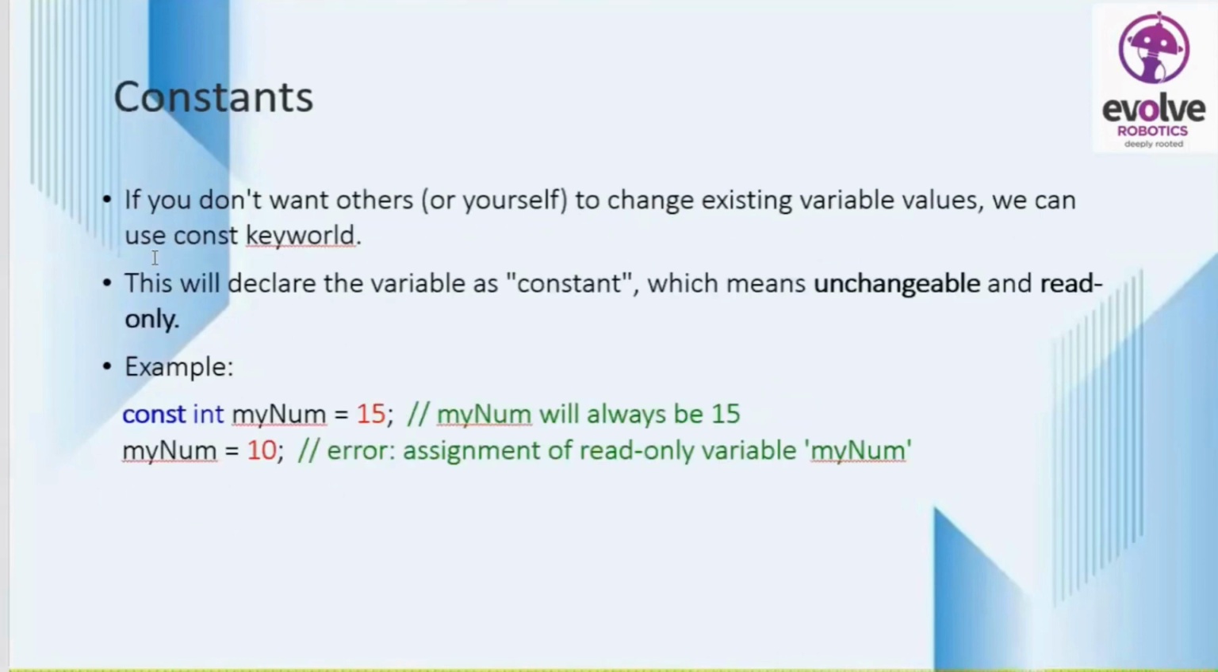The next is constant. If you don't want others to change existing variable values, we can use the const keyword. This declares the variable as constant, which is unchangeable and read-only. Here we can see an example. First, we declare a constant variable, const int myNum = 50. So myNum will always be 50. If I try to assign a new value to the same variable myNum, it will produce an error. So the myNum variable will always be 50. It is constant.